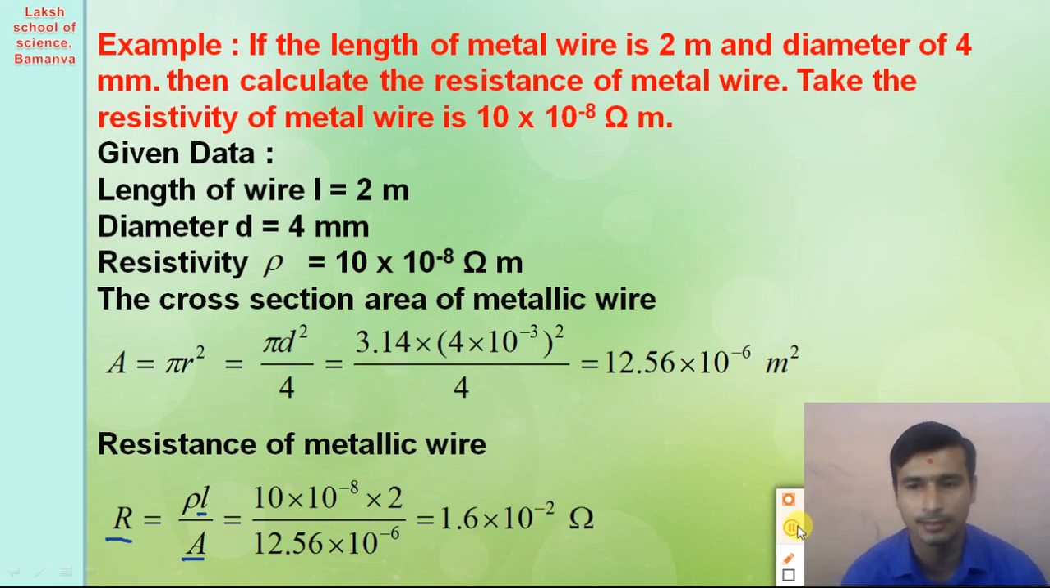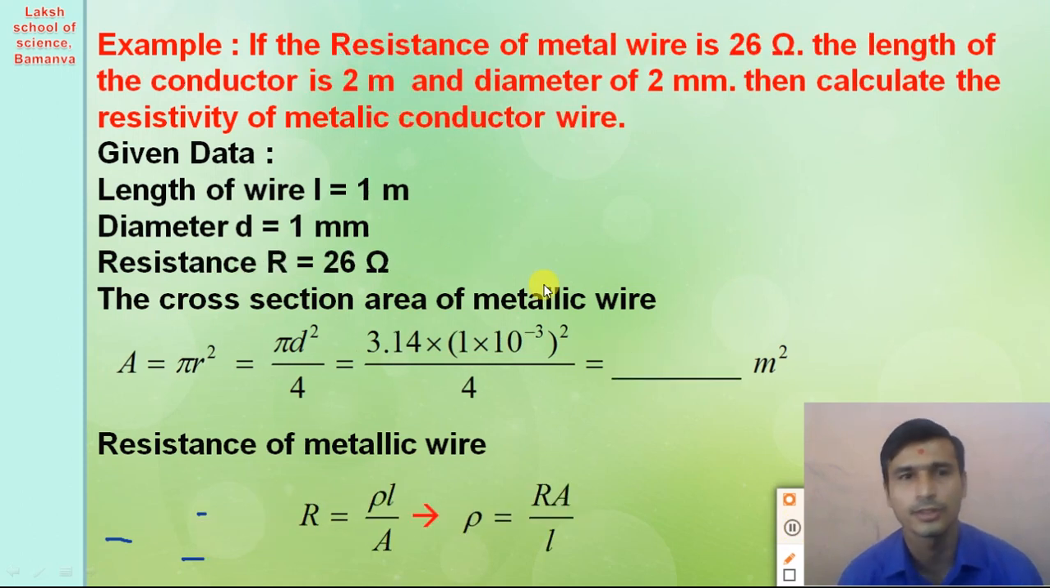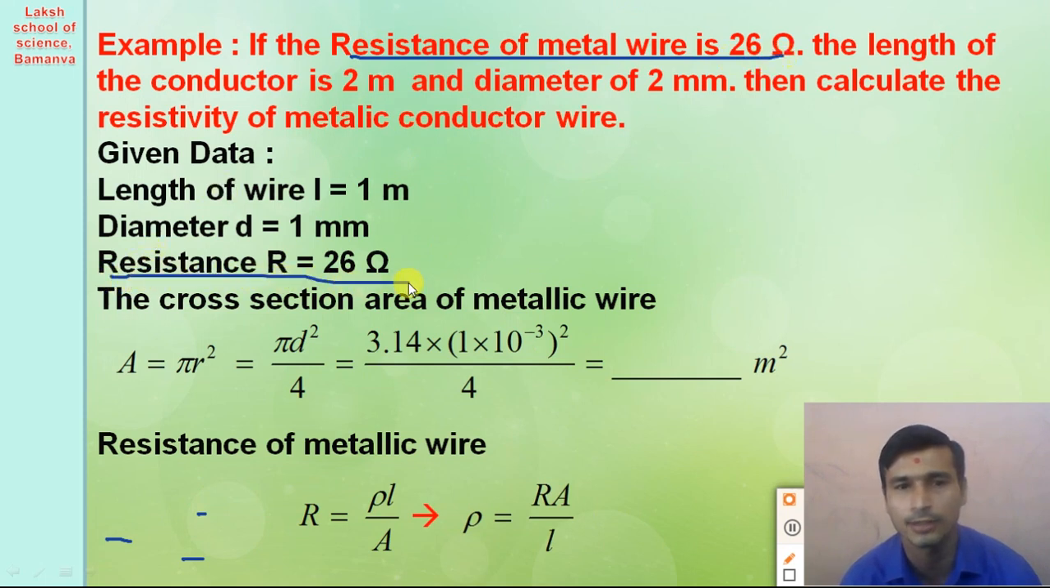We will see one example to calculate the resistivity of the metallic conductor. If the resistance of the metallic wire is given to you as 26 ohm, the length of the conductor is 2 meter, and the diameter is 2 millimeter, then calculate the resistivity of the metallic conductor.